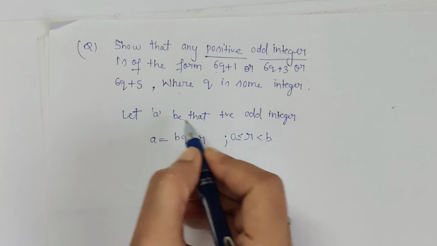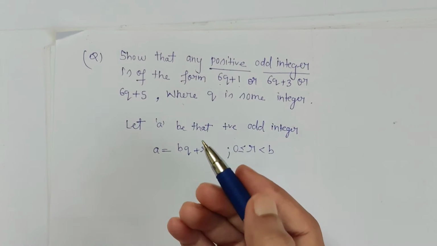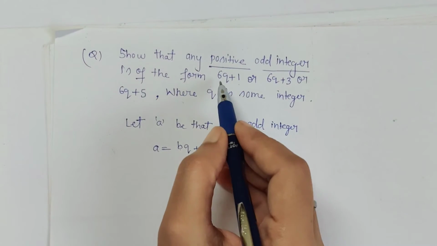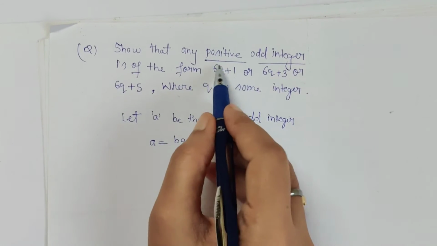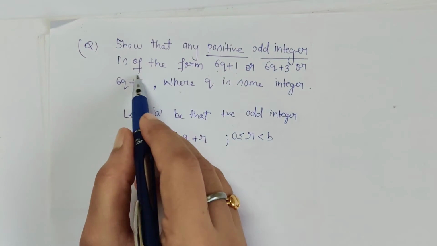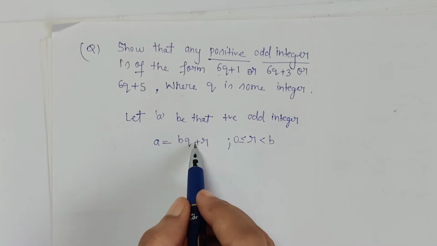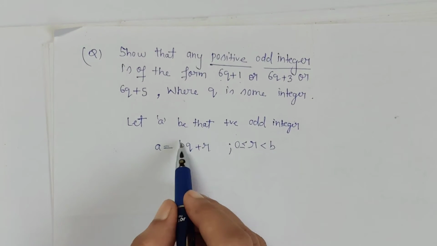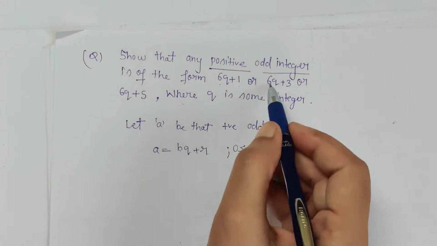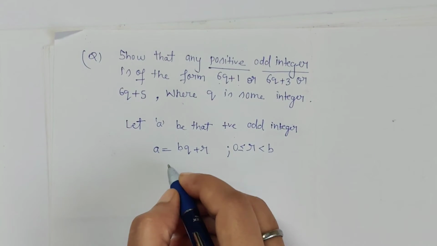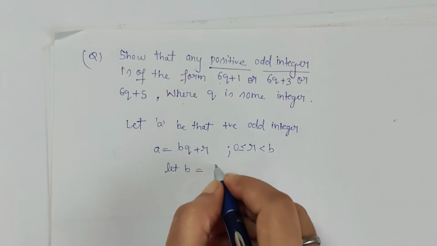See, if a is any positive odd integer, we can choose b as 6 also, because then only we will be able to prove. If we compare the expressions 6q plus 1, 6q plus 3, 6q plus 5 with Euclid division lemma, bq plus r, then in the place of b we need to substitute 6. So this gives us an idea that b has to be assumed as 6. So let b is equal to 6.